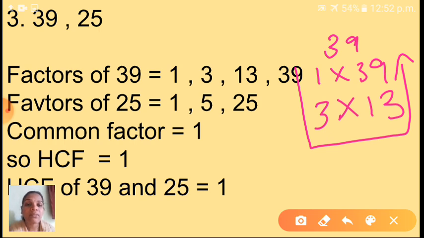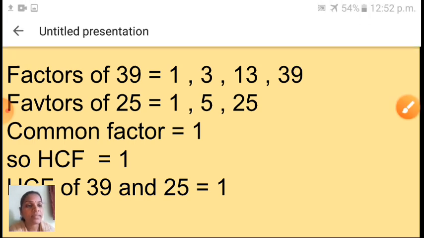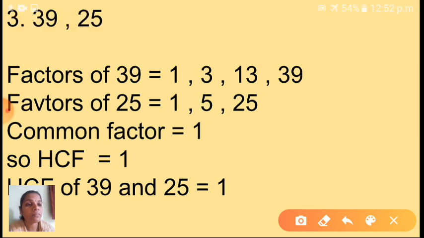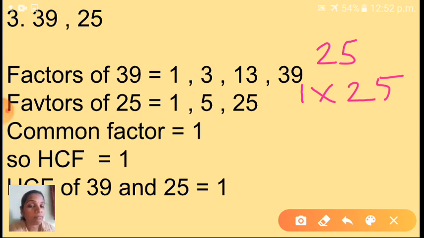Okay children. Next, we have to find the factors of 25. See here 25. That you already know. Yes, 1 into 25. Okay children. Next one is 2. In 2's table this 25 will not come as a multiple. Why? Very good, because 25 is an odd number. 3's table, will it come, or what do we have to check? 25. 2 plus 5 is what? 7. So this 25 will not come in 3's table also.